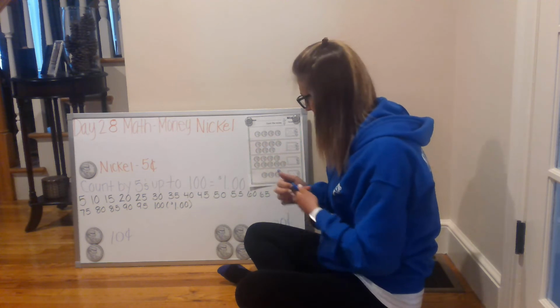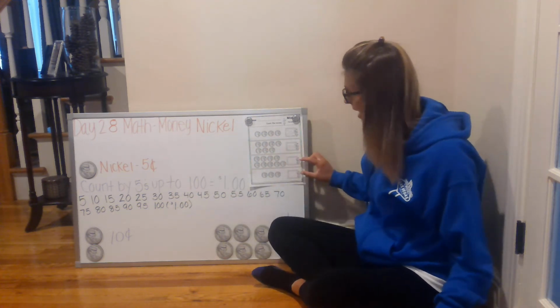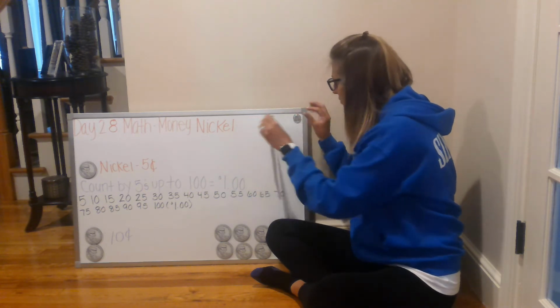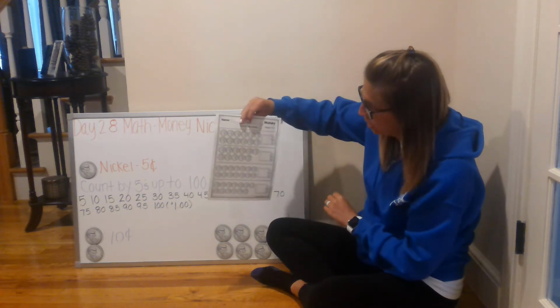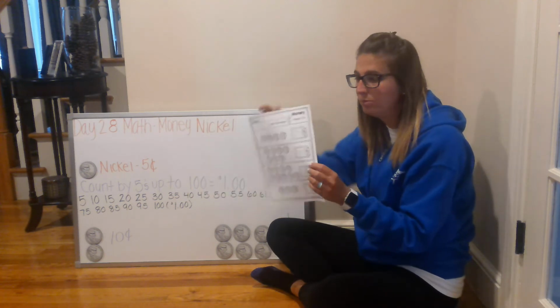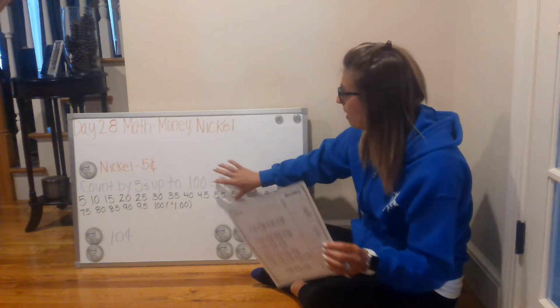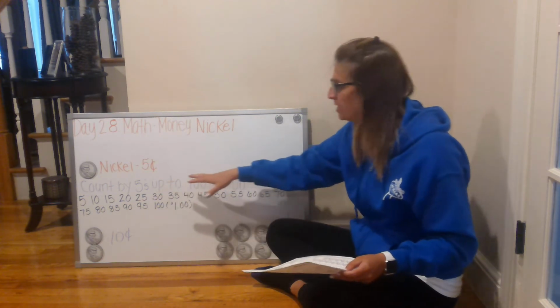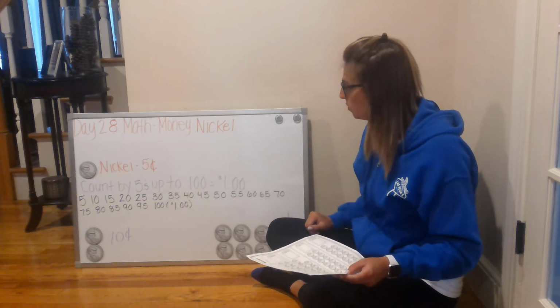Now your job is you're going to complete the last 2 problems on this side. And when you flip your paper over, you have 4 additional problems. So you have 6 additional problems to complete on your own. Remember, we're working just with nickels and counting by 5s. You count by 5s up to 100, which equals $1.